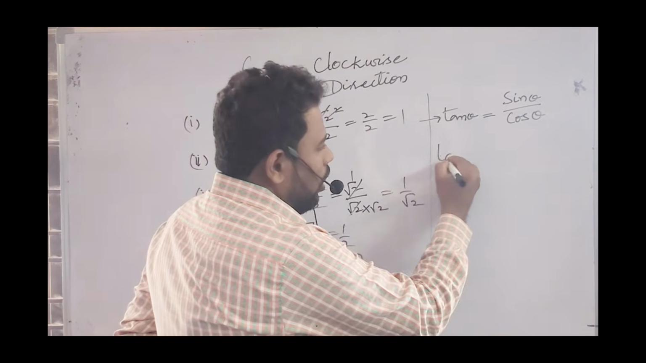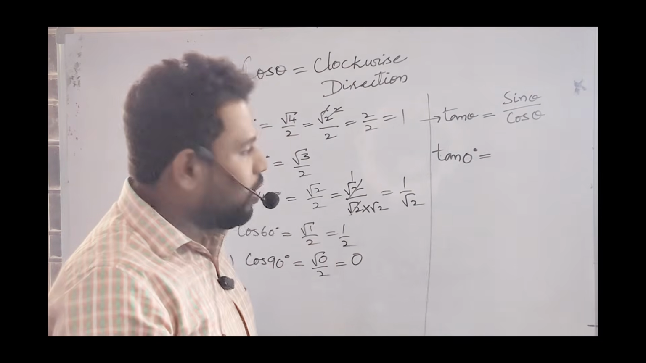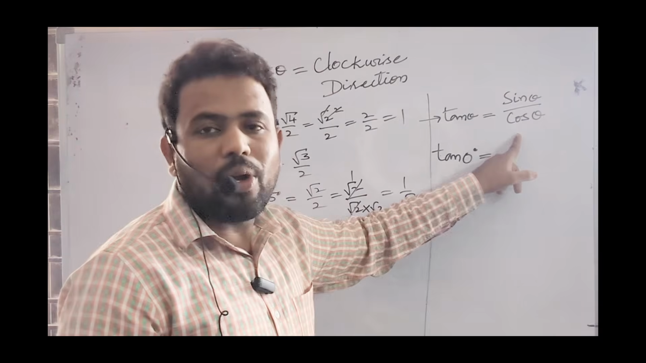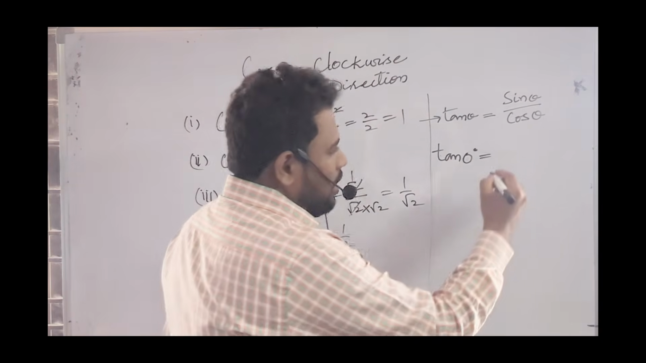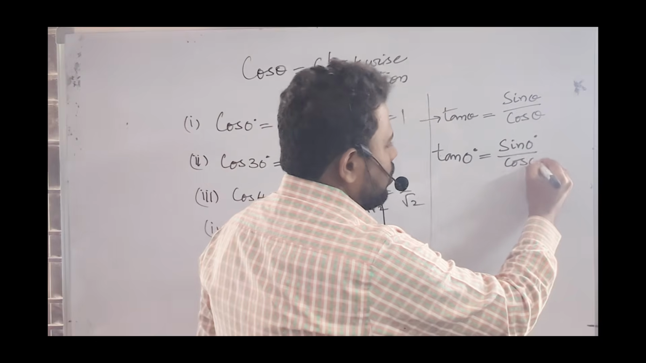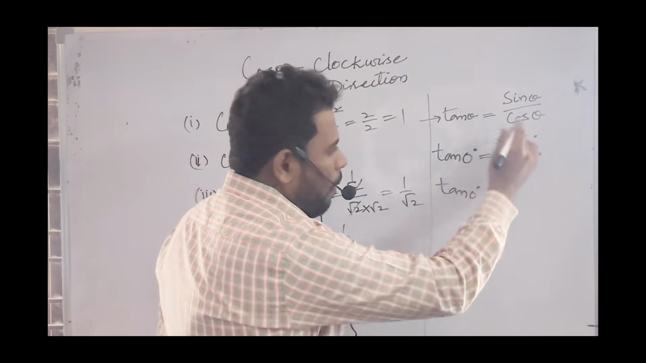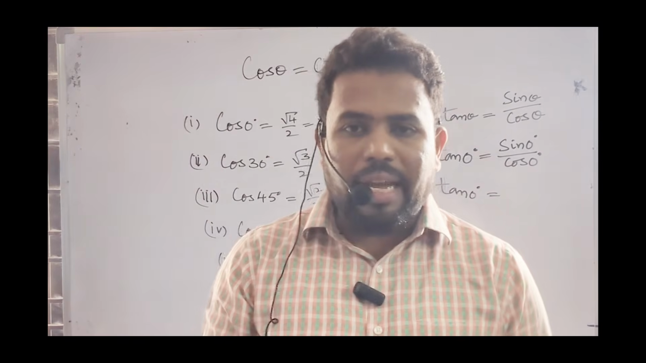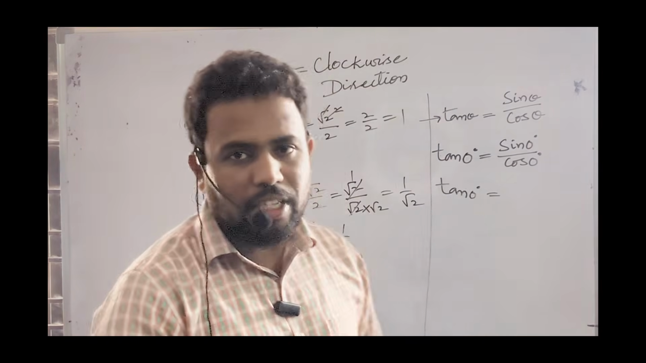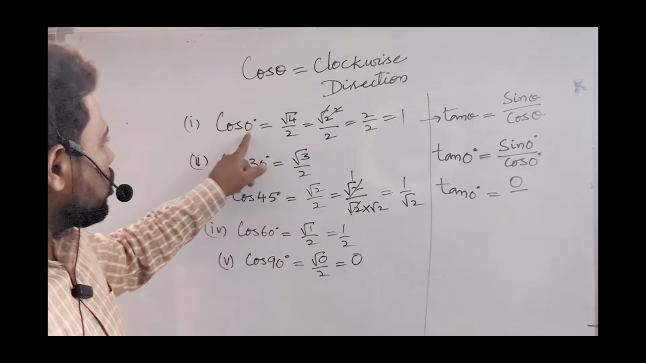Now if you want to find the value of tan 0 degree, then you have to divide sin 0 degree by cos 0 degree. So here tan 0 degree equals, what is sin 0? Sin 0 is 0. Okay, what is cos 0? See, cos 0 is on the board.